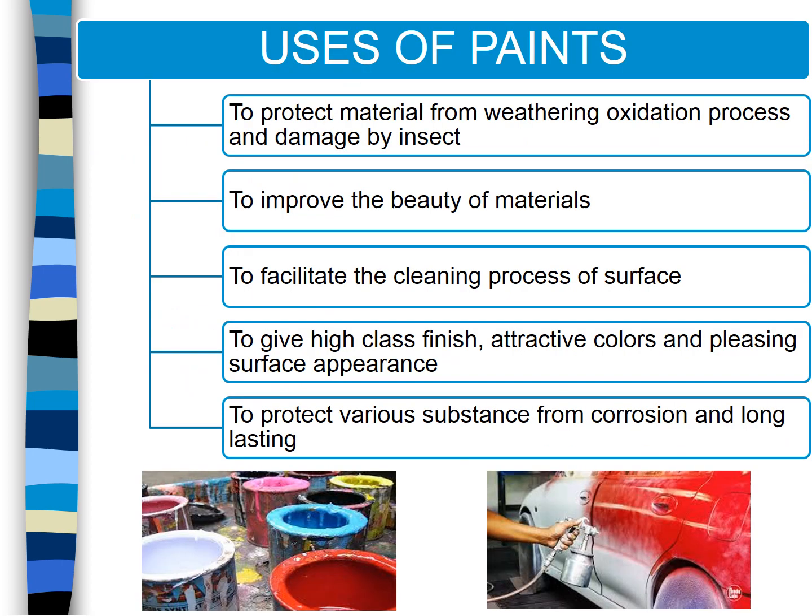So the use of paint basically is to protect material from the oxidation process, and then to improve the beauty of the material, to facilitate the cleaning process, and to give a high class finish. And the last one is to protect various substances from corrosion and to be long lasting.